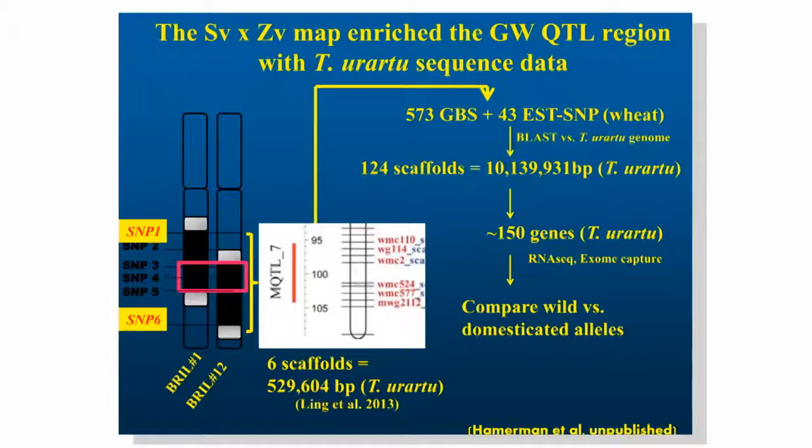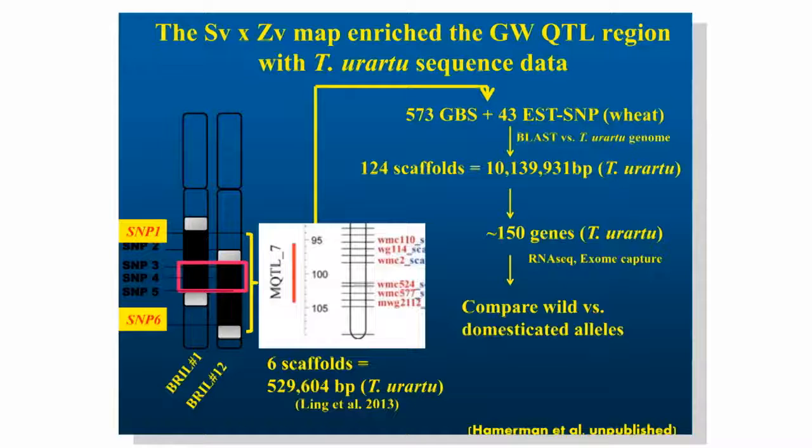This is the region. Those are the two near-isogenic lines, and the overlapping region is the critical region that is responsible for the grain weight QTL. And when you look at the Triticum urartu genome, the authors here identified 6 scaffolds, which corresponds to about 0.5 mega base pairs.